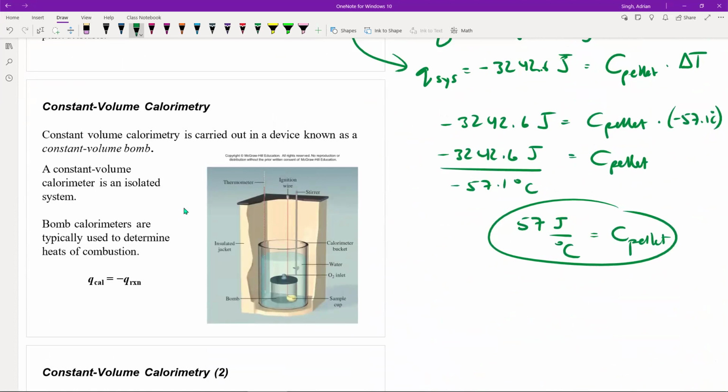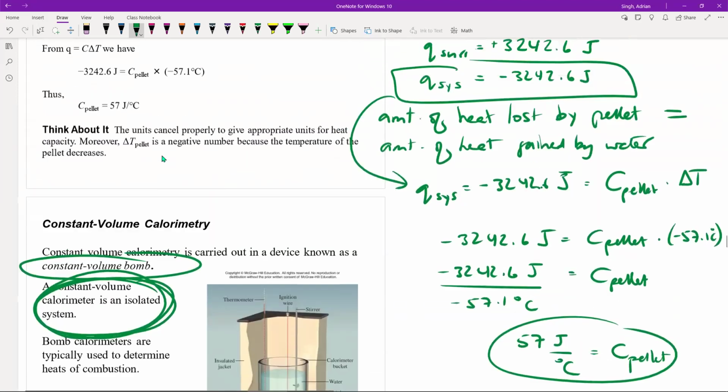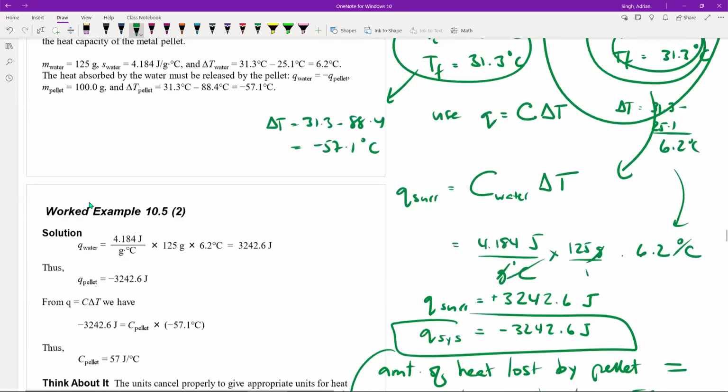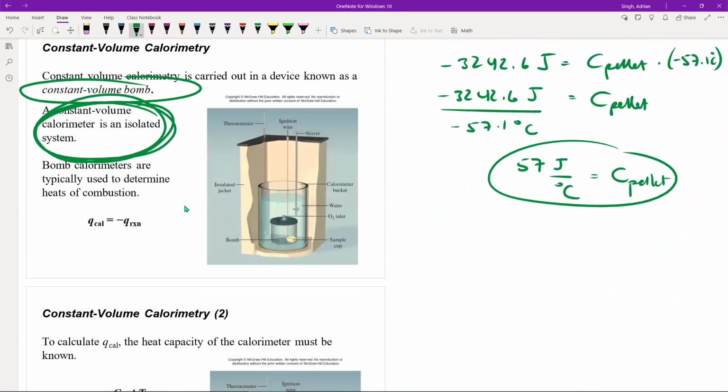Here we use a device that's a little bit more sophisticated. It's called a constant volume bomb calorimeter. And this is an isolated system, as opposed to the constant pressure one, which is not. Here, we use bomb calorimeters to usually determine the heats of combustion of reactions. And here we can use the equation: the heat of the calorimeter equals the negative value of the Q of the reaction that we're studying.